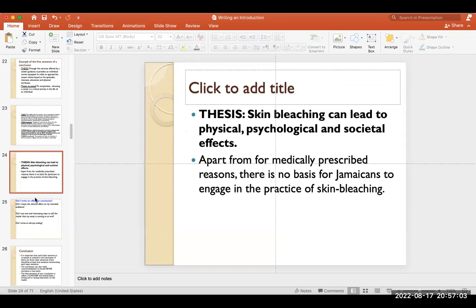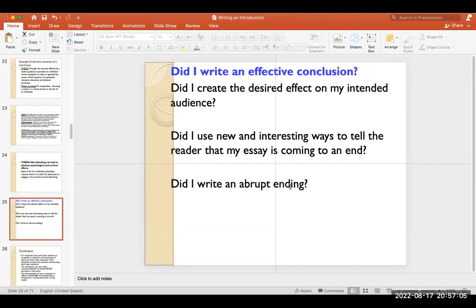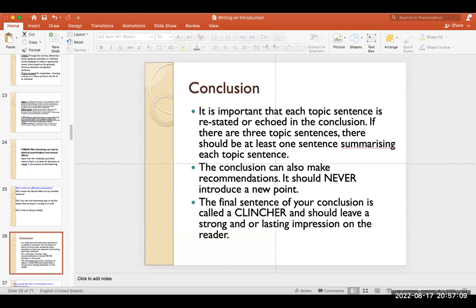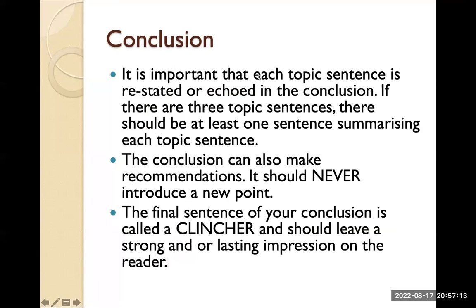So a conclusion now is really a summation of what was discussed in the body of the paper. And I usually advise students to do this in their conclusion. So it is important that each topic sentence is restated or echoed in the conclusion. If there are three topic sentences, there should be at least one sentence summarizing each of them. The conclusion can also make recommendations, but it should never introduce a new point.